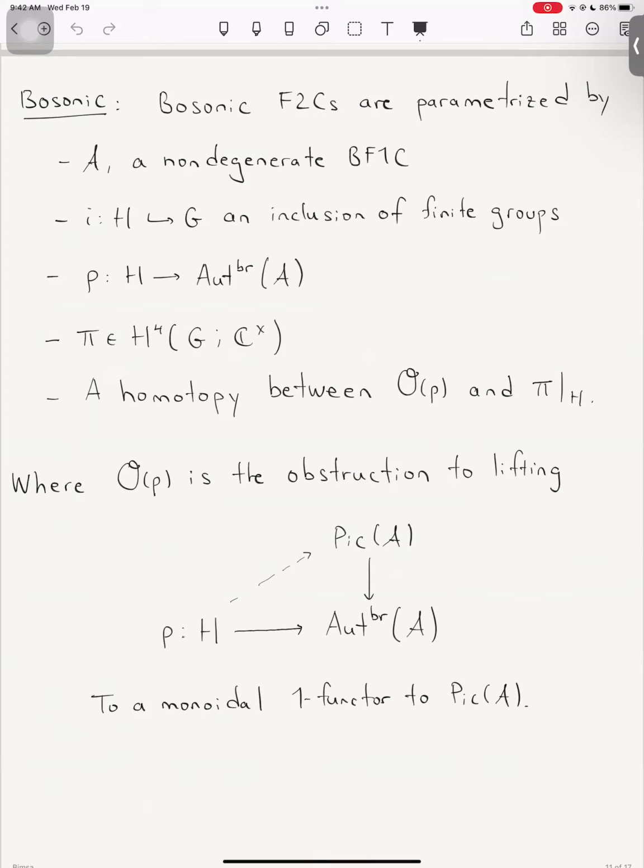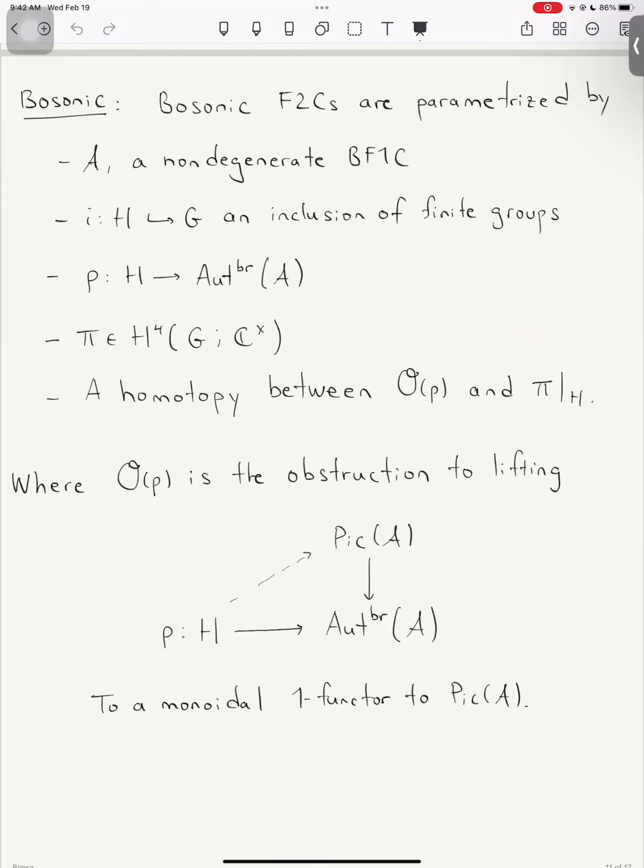And what do I mean by the anomaly of rho? This anomaly of rho is some sort of obstruction, right? In particular, it's the obstruction to lifting this map from H into Out-br of A into Pic of A, so it's the obstruction to lifting it to a monoidal 1 functor to Pic A. This is sort of an H4 anomaly. And this is exactly the anomaly cancellation data that I had mentioned about gauging the diagonal H symmetry from the SymTFT point of view.